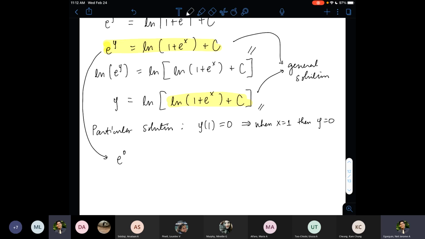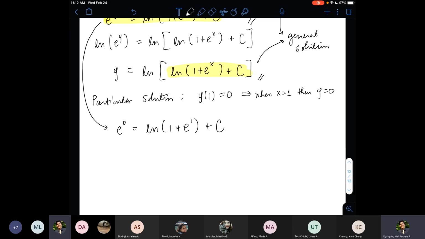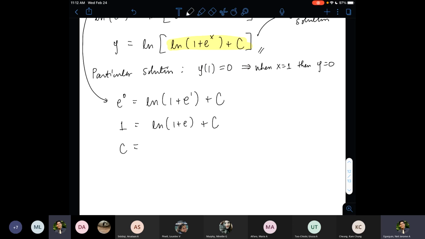So I'll have e to the 0 equals ln of 1 plus e to the 1 plus the arbitrary constant c, right? And then we'll see that this would be 1 equals ln of 1 plus e plus constant c. And then we can solve for c. c would be 1 minus ln of 1 plus e. Okay? And from this, we get a particular value for c, and hence the term particular solution, because we will not be getting an arbitrary solution with a dangling constant c in the form for our function.